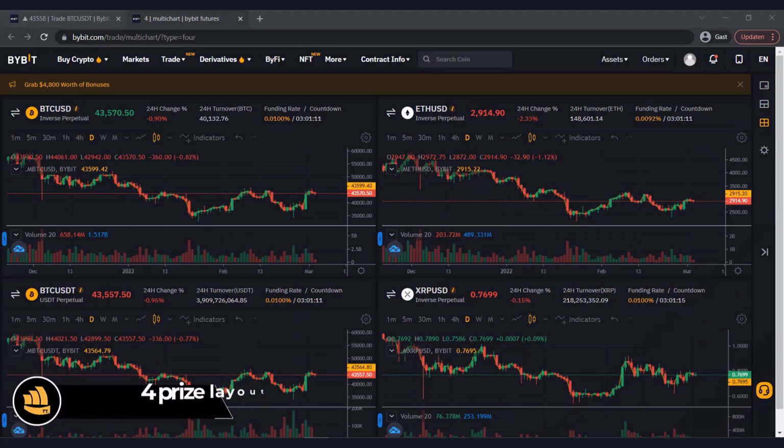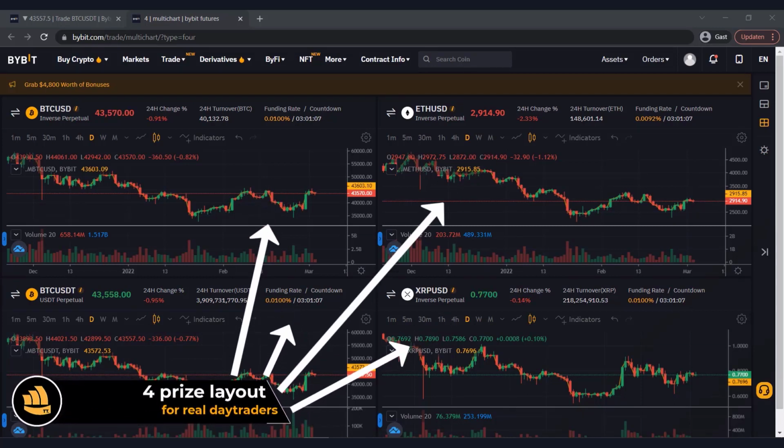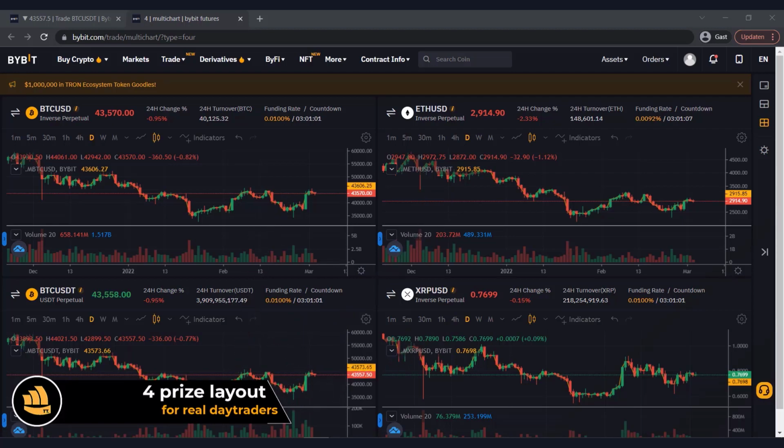You can also use a 4-price layout within Bybit. This way you can easily keep an eye on multiple prices. Very convenient if you are a real day trader.